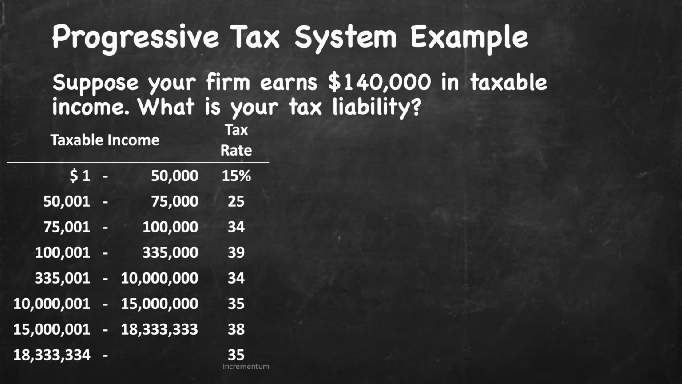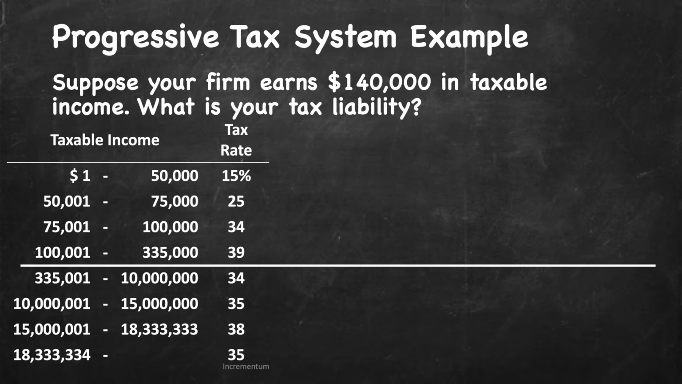So this is the same table from the previous slide. And because the calculations can get a bit tedious and we can get a bit carried away, it's always a good idea to draw a line underneath the tax bracket that you're in. Since we earned $140,000 in taxable income, we're going to draw a line underneath the fourth tax bracket because that's where we find $140,000. Now let's get started calculating our tax liability.